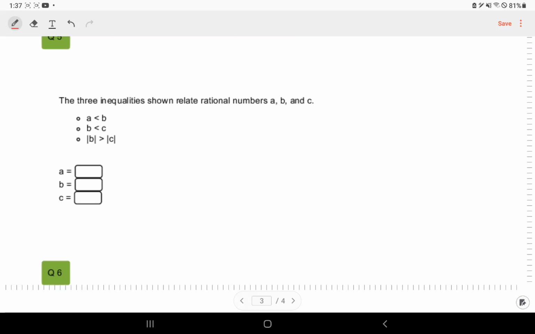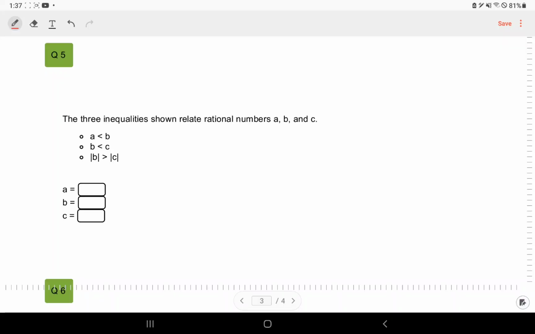Now, question 5 is the hardest question on the quiz. But there is also almost an infinite number of correct answers. So we've got A is less than B. B is less than C. But the absolute value of B is greater than C.